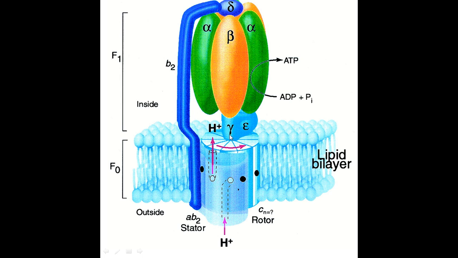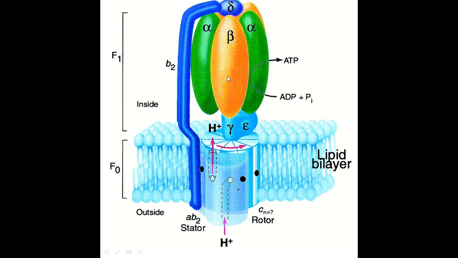Now the gamma here serves as a shaft which connects the F0 to the F1, so it basically connects the C subunit to the beta subunit, through binding to beta. I think it also has a connection with the delta subunit here.